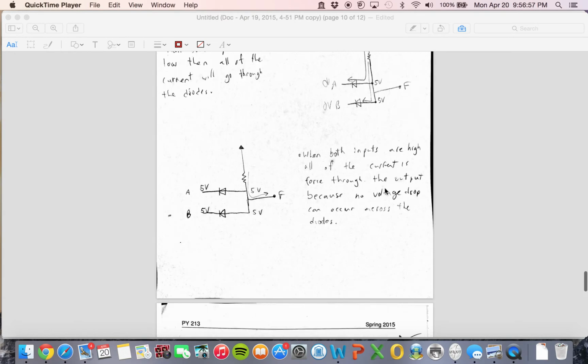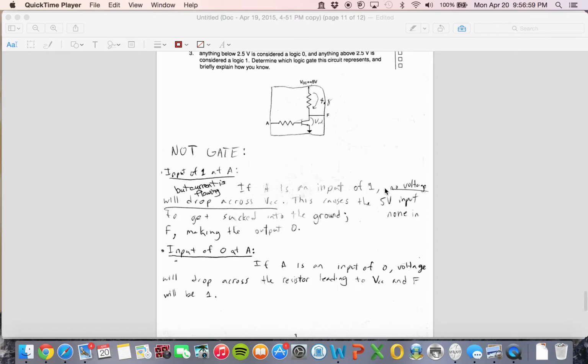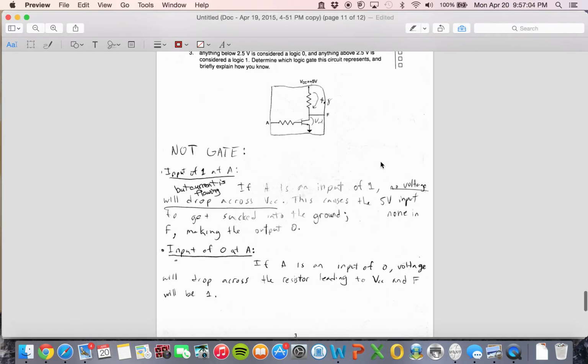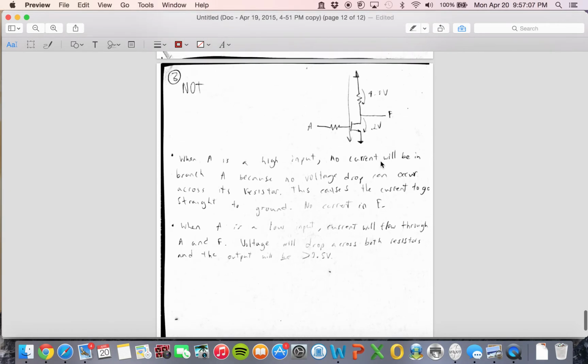While the AND gate is all about restricting current, the NOT gate is very similar in that way. Now I'm going to talk about the current flow. If you have a high input in A, then all of the current is just forced straight to the ground. None of it will go to F. Nothing will go into A because no voltage drop can occur. It goes straight down. When the input of A is low, we get a possible voltage drop across this resistor, which allows current to flow in this circuit, and F will be high.